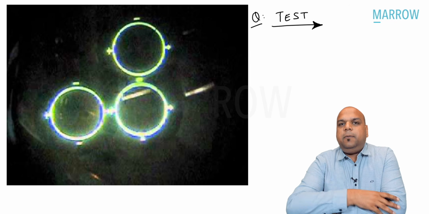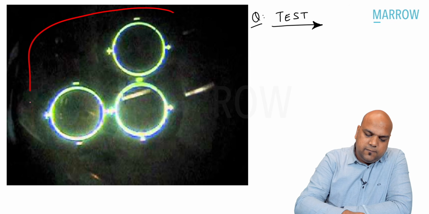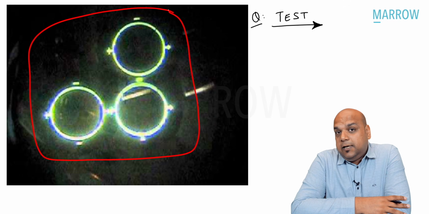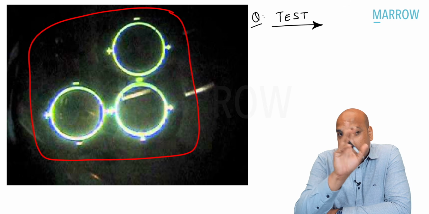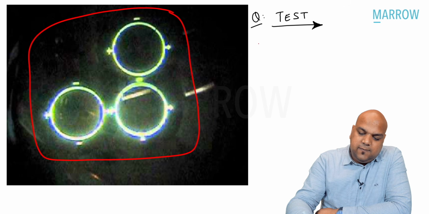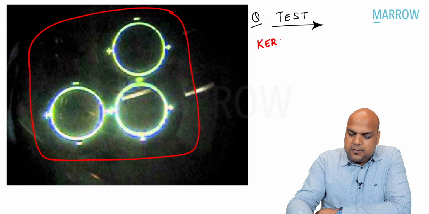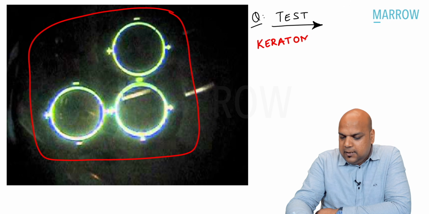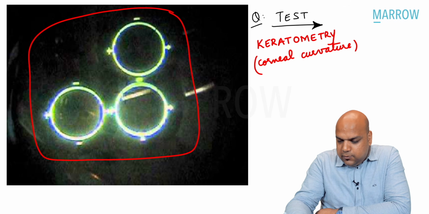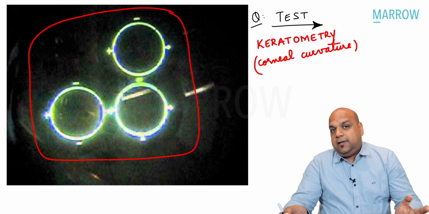Okay, so we have been given an image now and we are being asked what is the test. This image is indicative of which test? We have done a question previously where we had mentioned this. Yes, guys, very good. This is a test which is called keratometry. Keratometry is used to measure the corneal curvature.